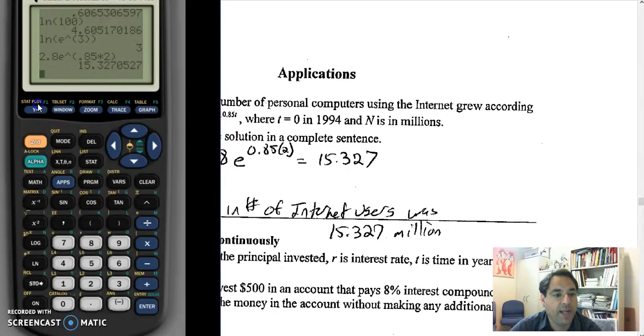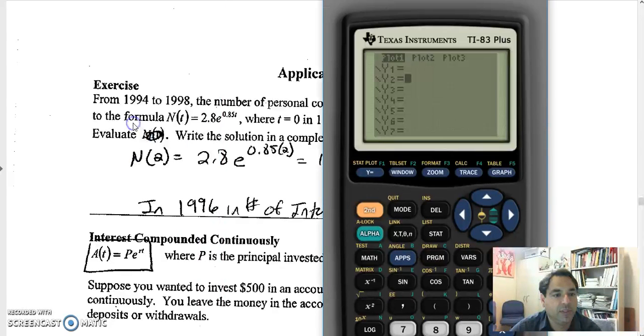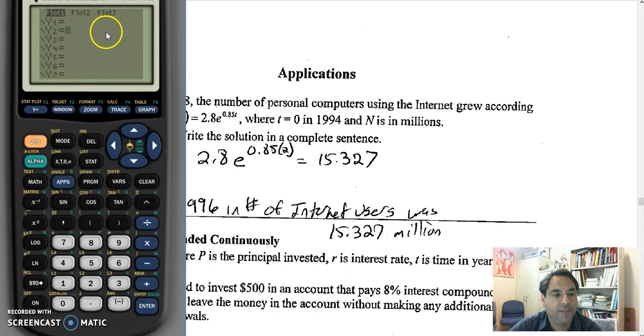You could also go to y equals. Let's clear all this out. Clear y1, clear y2. Make sure our plot is off.